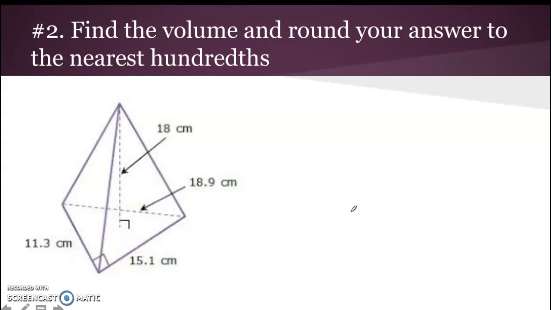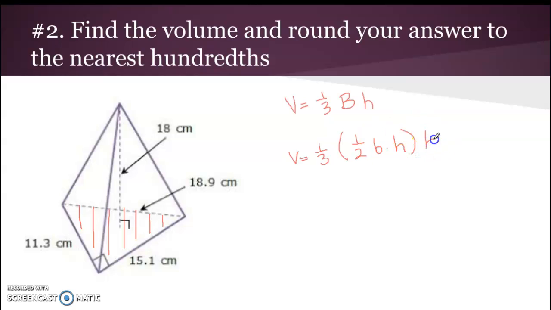Second example, it's a lot happening here. So it says find a volume and round your answer to the nearest hundredths. Now when we look at this, you need to figure out what's the base. This guy right here. It's a triangle. So when I go ahead, volume is equal to 1/3 big B times h. I need to replace big B with a triangle, half base times height times the height. Now there's a lot going on with this formula, so be careful.